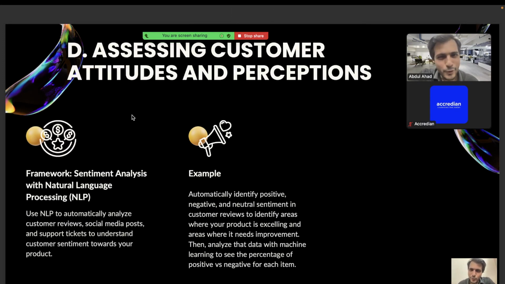Assessing the customer's attitudes and perceptions. We want to understand the sentiment analysis. We can make use of natural language processing. We can go through social media posts and support tickets, and we can learn a whole lot with respect to the sentiment of our users.